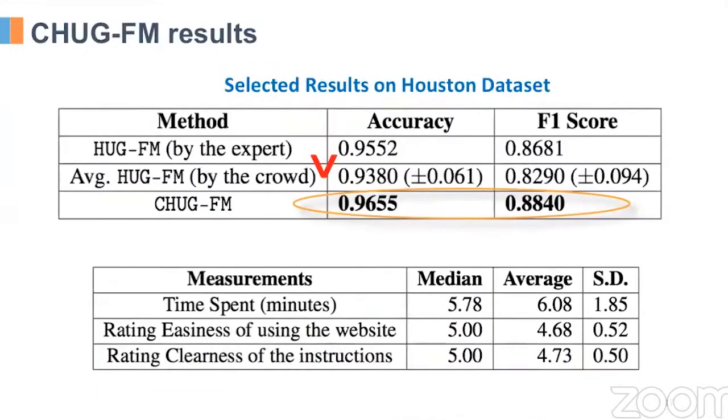So drilling down a little more on this particular gold standard Houston data set. If you take CHUG-FM by a single expert, the accuracy is highest when compared to the CHUG-FM by a single member of the crowd. Even when you look at average, or if you account for deviation effects, the best of the individuals was not approaching that of an expert.